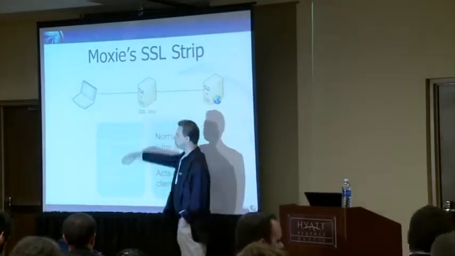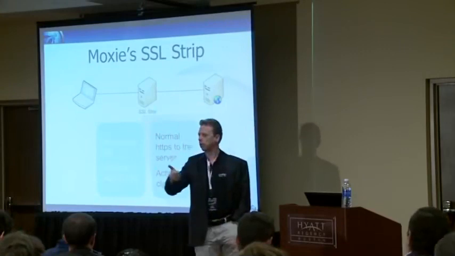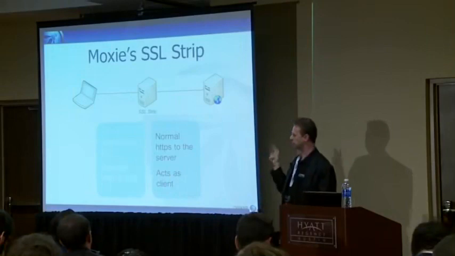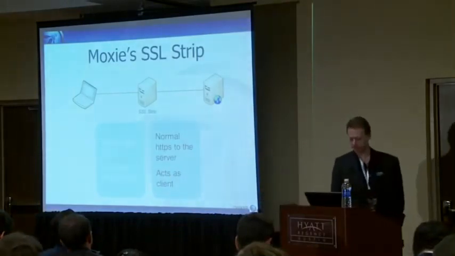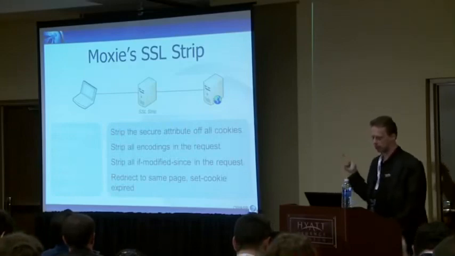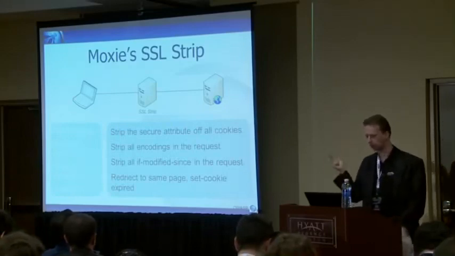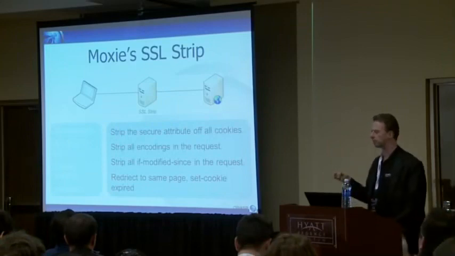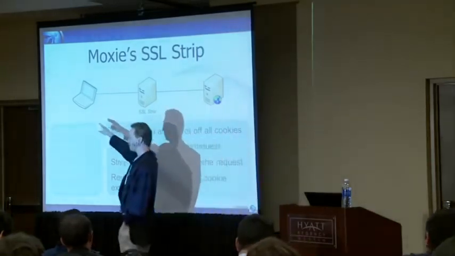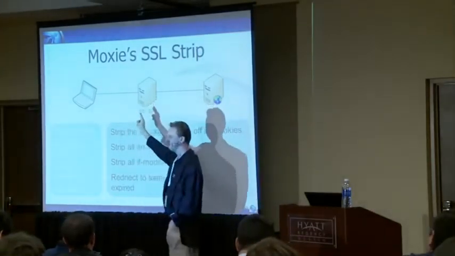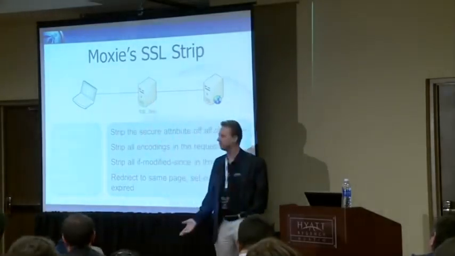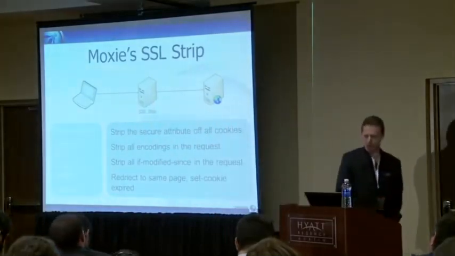And this basically will strip out everything. It will strip out SSL redirects, it will strip out server cookies and all these kinds of things. Quite sophisticated, actually, meanwhile. So it will strip out the secure attribute of all cookies, encodings in the request, if-modified-since, redirects. For the client, if you don't start with SSL, you will never end up in SSL. And for the server, you will always think everything's fine. Quite a nice device.